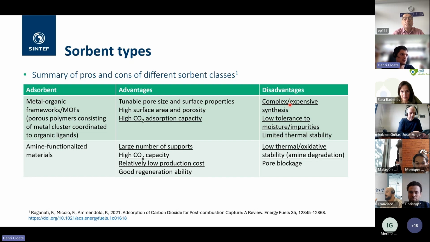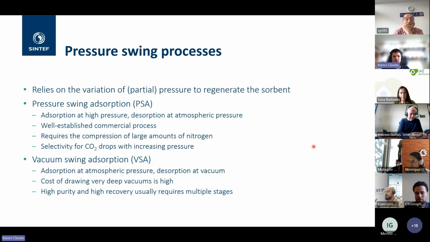to produce. And the last group that I have here is amine functionalized materials that are using similar amines as in the solvent-based processes. So the advantage is there's a lot of supports that you can use for this active material that you put on it, and compared to some of the other things I mentioned here, the cost is reasonable for these kinds of materials. But then, similar to the liquid solvents, you have some potential challenges with degradation at high temperatures and in the presence of oxygen. Okay, so next I'll go into the regeneration types.